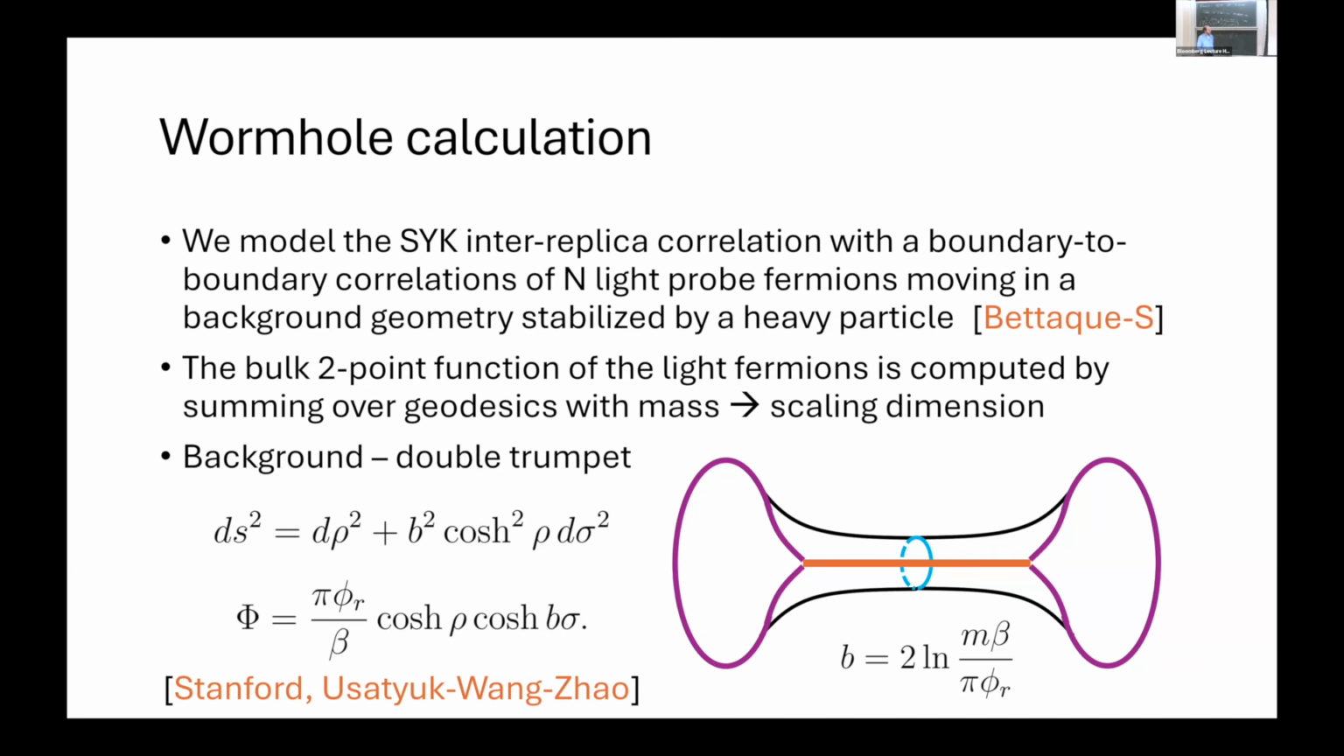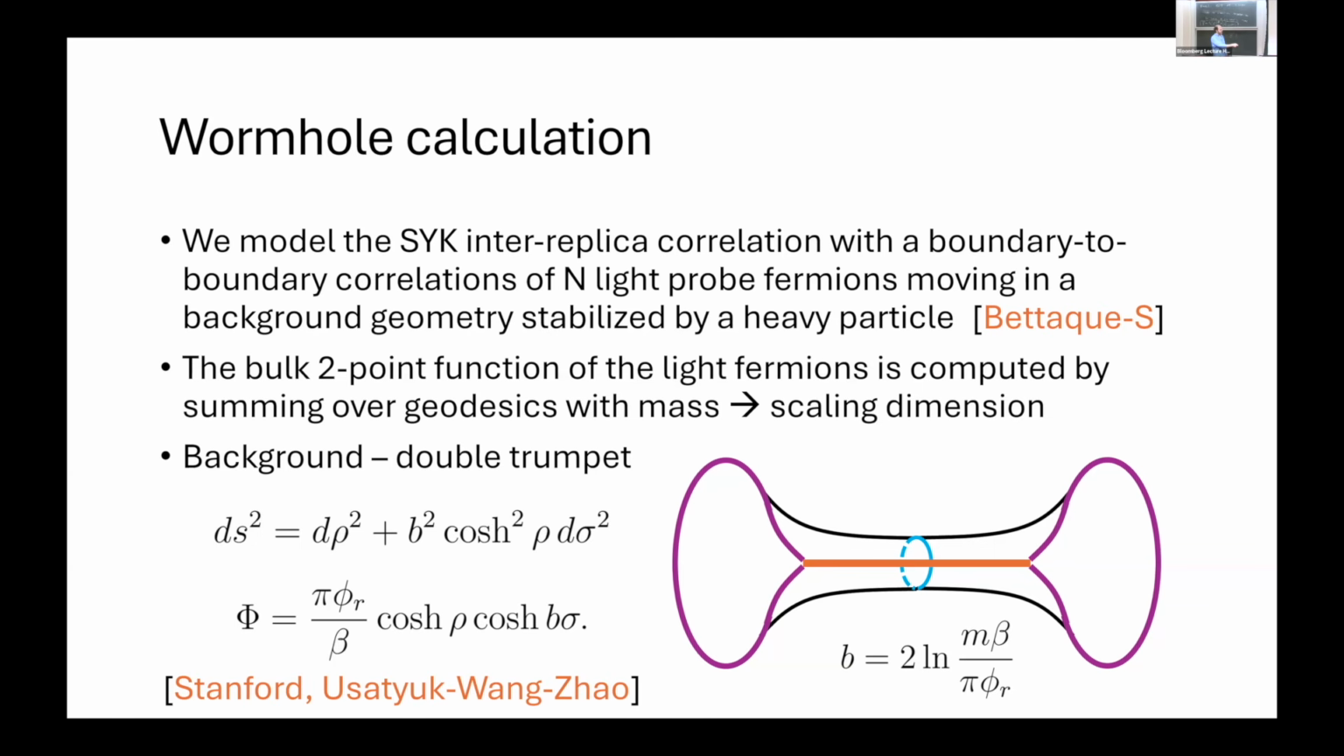Okay. So the solution I'm going to write down now ignores the light fields, but the JT coupled to the heavy particle has this well-known double trumpet solution. Here's the metric and dilaton. It was first written down by Stanford, thinking about related topics, although not using the words magic. And here's my artist's cartoon of what the solution looks like.